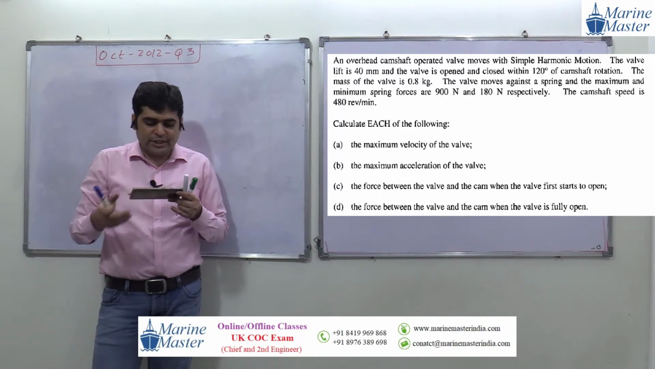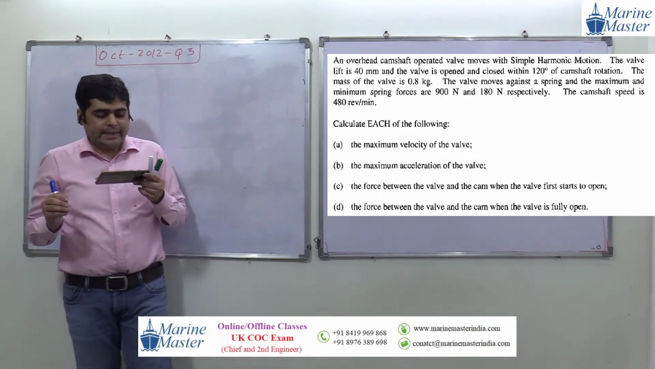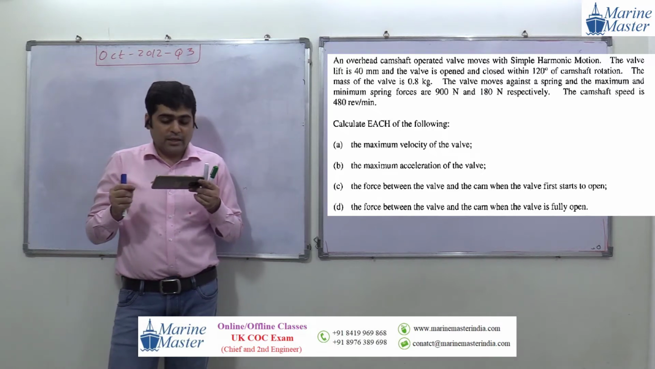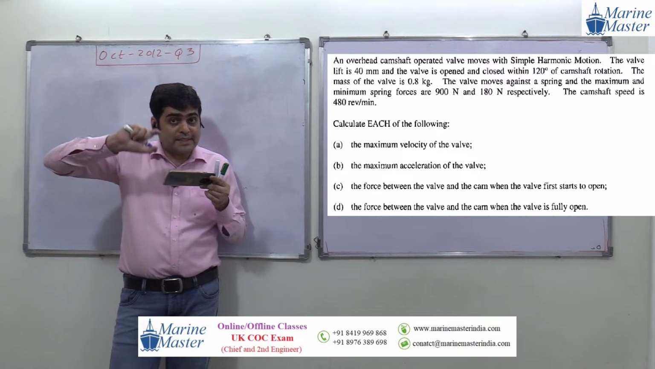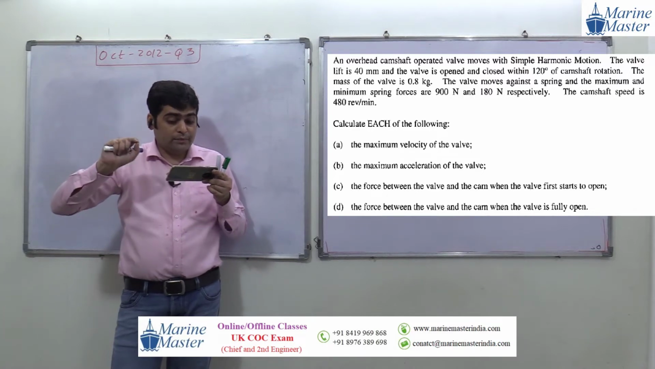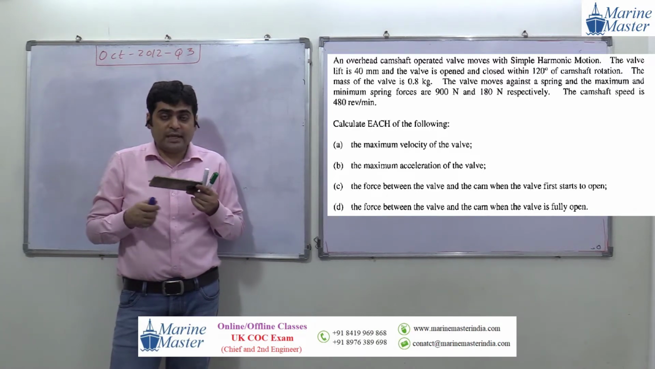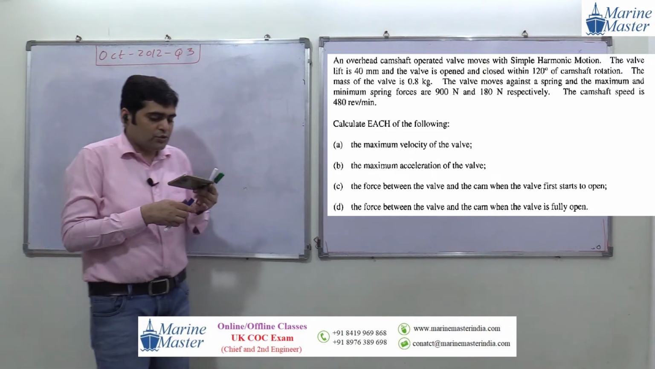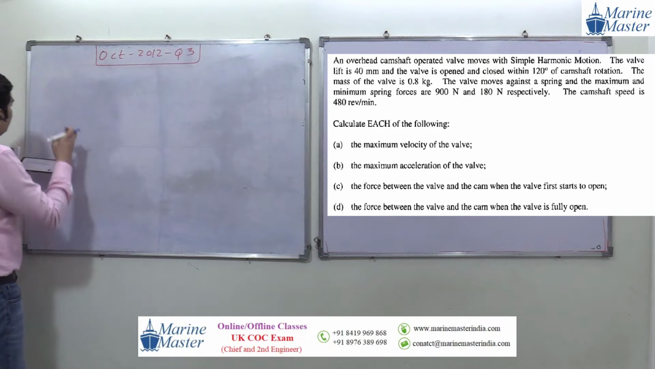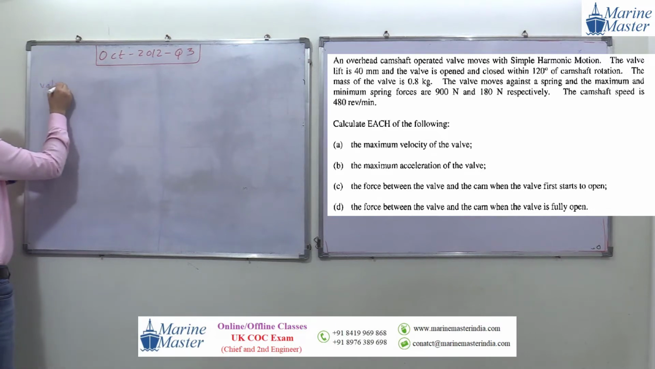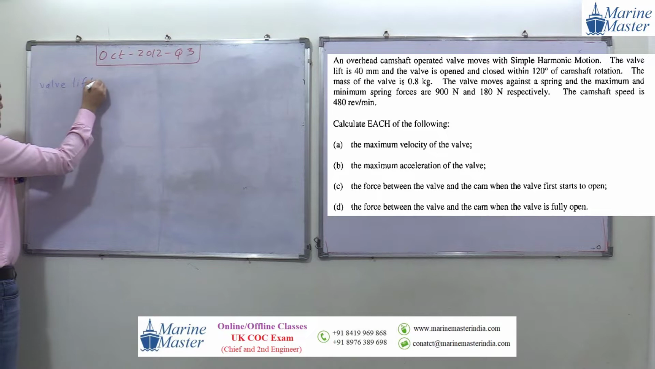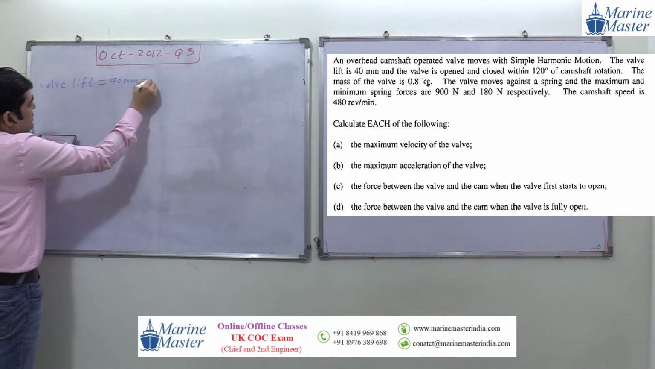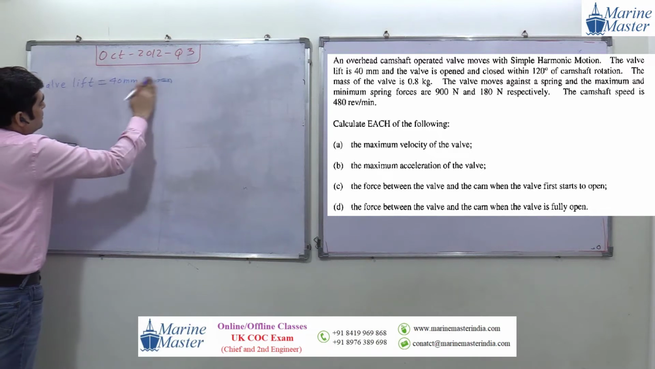Now what they mentioned in the question: an overhead camshaft valve moves with simple harmonic motion. So here the valve is moving with simple harmonic motion. The valve lift is how much? Guys, lift, stroke, travel, all are the same things. How much lift have they given us? 40 mm. 40 mm means 0.04 meter.